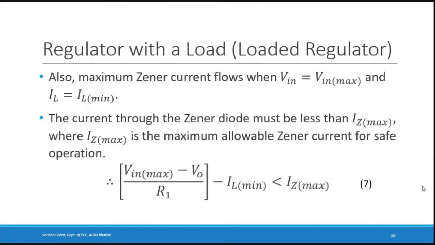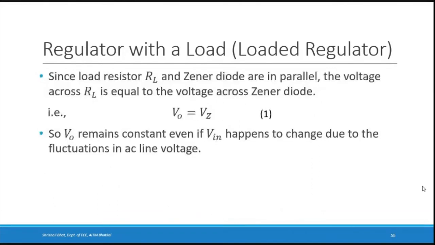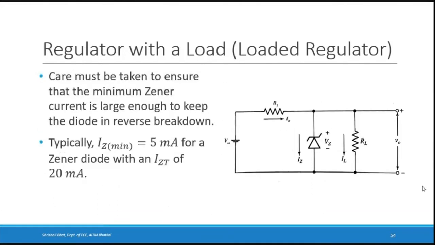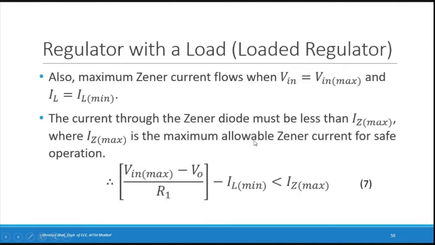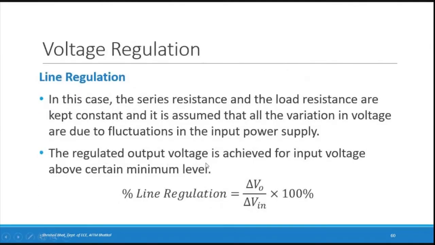Right. So we consider there are constant R1 and RL. This R1 and RL are treated as constant. And if at all there are changes in the output voltage, that is considered or assumed to be only because of the changes in Vin, that is the supply voltage. In that case, we call it line regulation. So the regulated output voltage is achieved for the input voltage above a certain minimum level. So the percentage of line regulation is the change in the output voltage for the change in the input voltage. Right, the ratio of change in the output voltage to the change in the input voltage will give you the line regulation in terms of percentage.